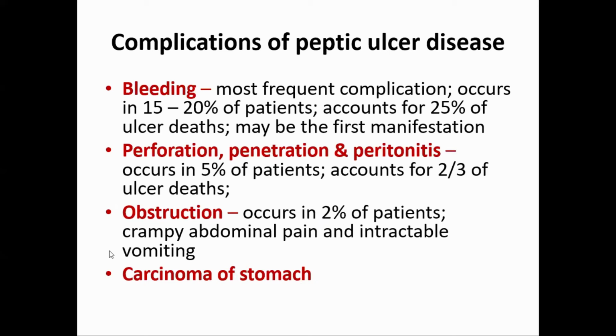Then the last complication is, in case of only stomach or gastric ulcer, it can convert to carcinoma of the stomach. So these are the complications you should remember: bleeding, penetration, perforation, and peritonitis, obstruction, and carcinoma of the stomach. So these are the complications you should know.